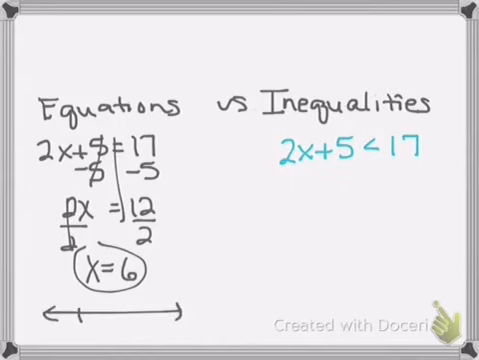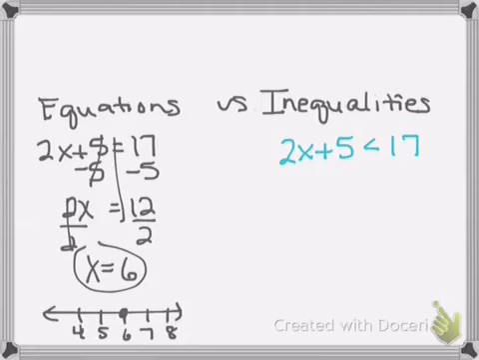Now when you graph x equals 6 on the number line, you'll find the exact answer is 6. 6 is the only number that will make the equation true if you were to substitute 6 back in place of x originally. 2 times 6 is 12, 12 plus 5 is 17.